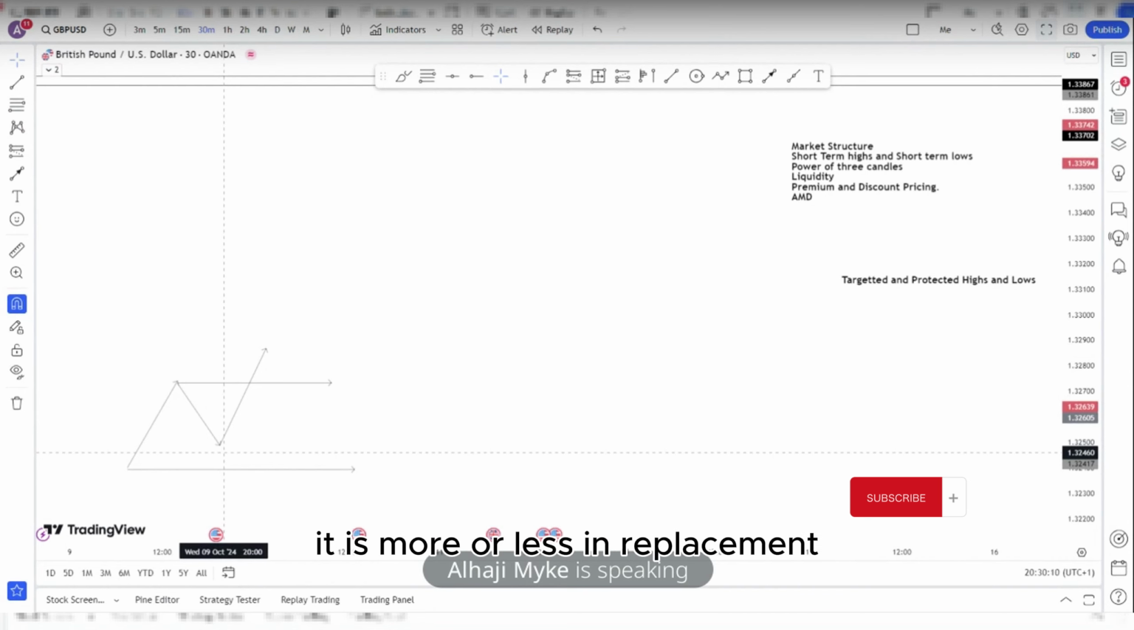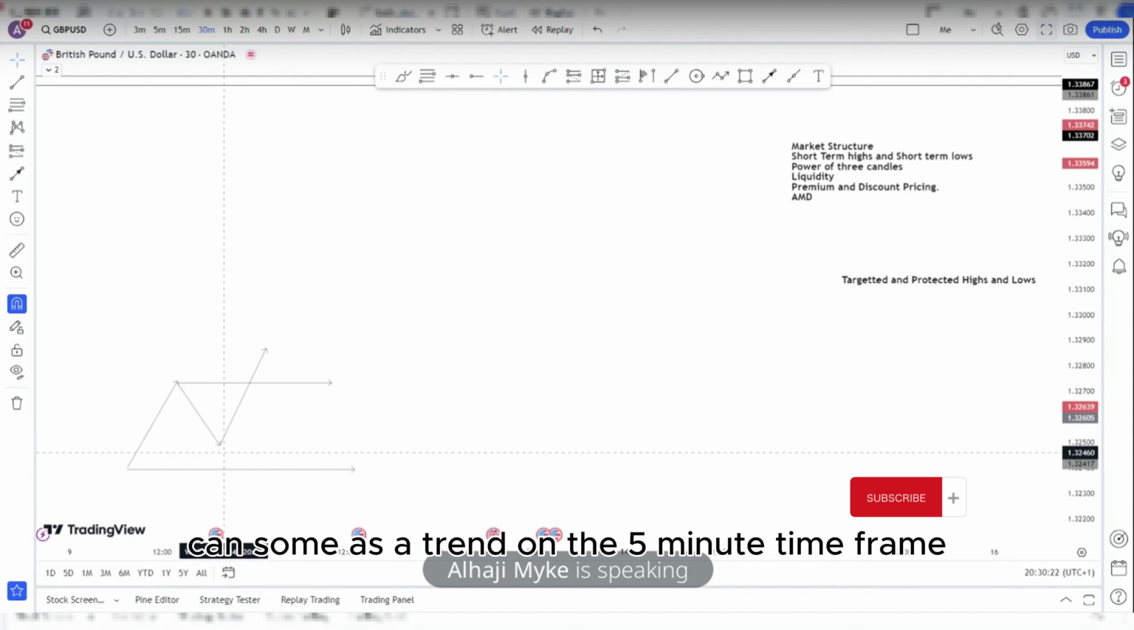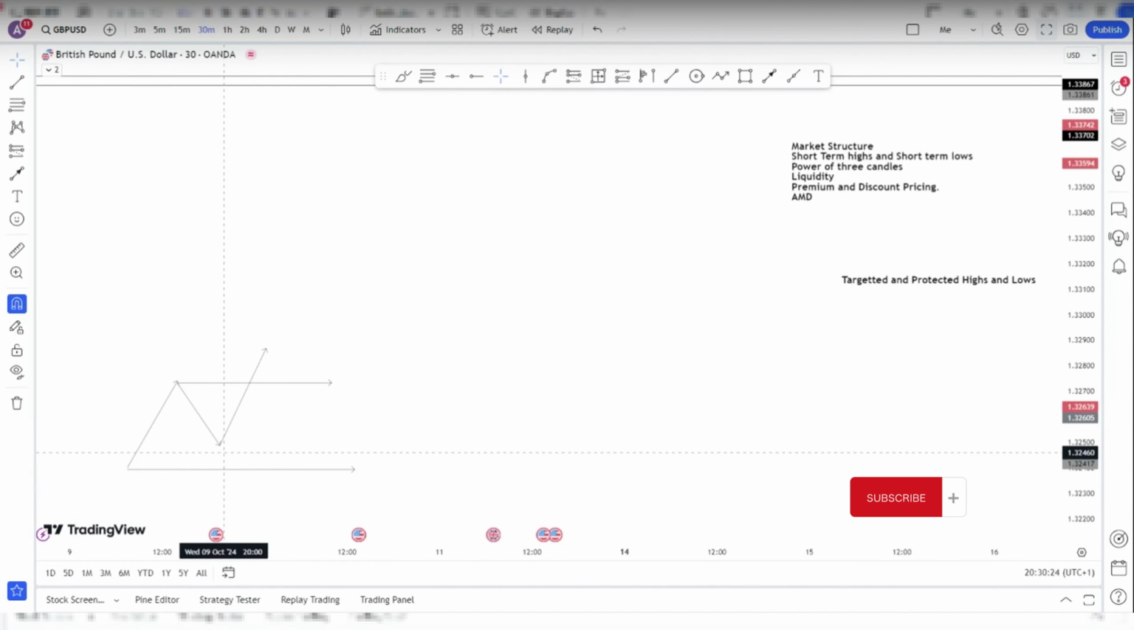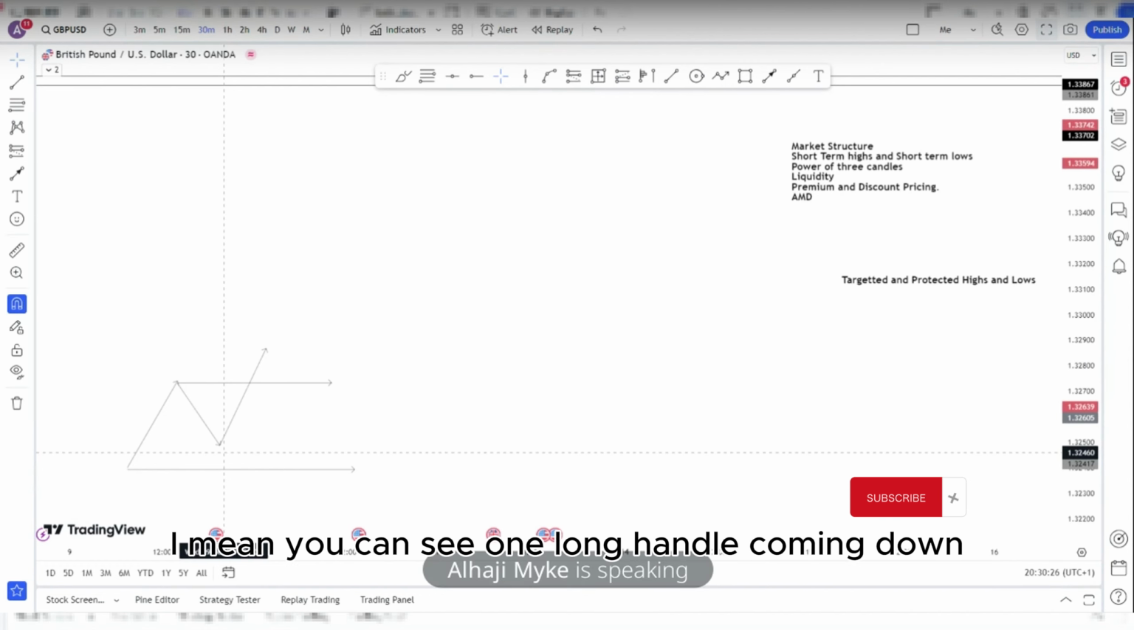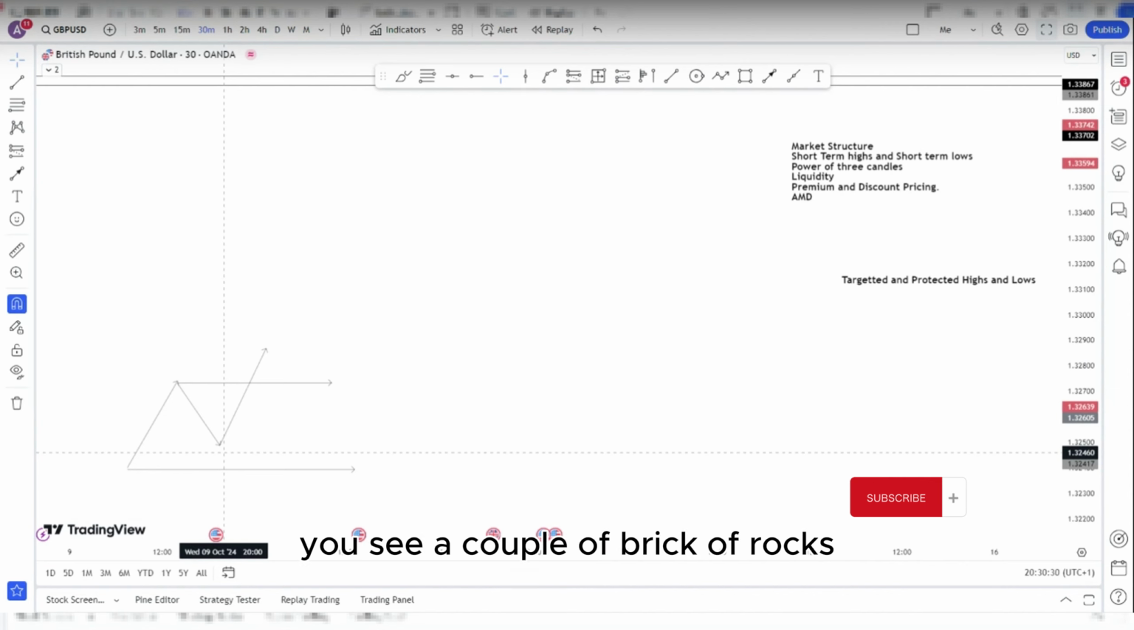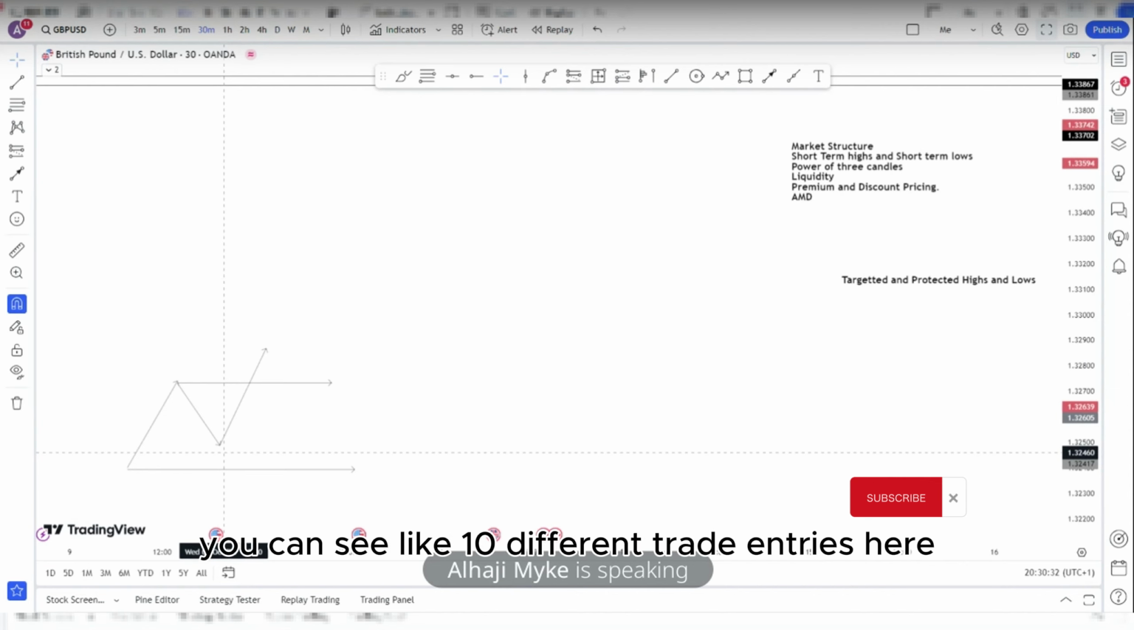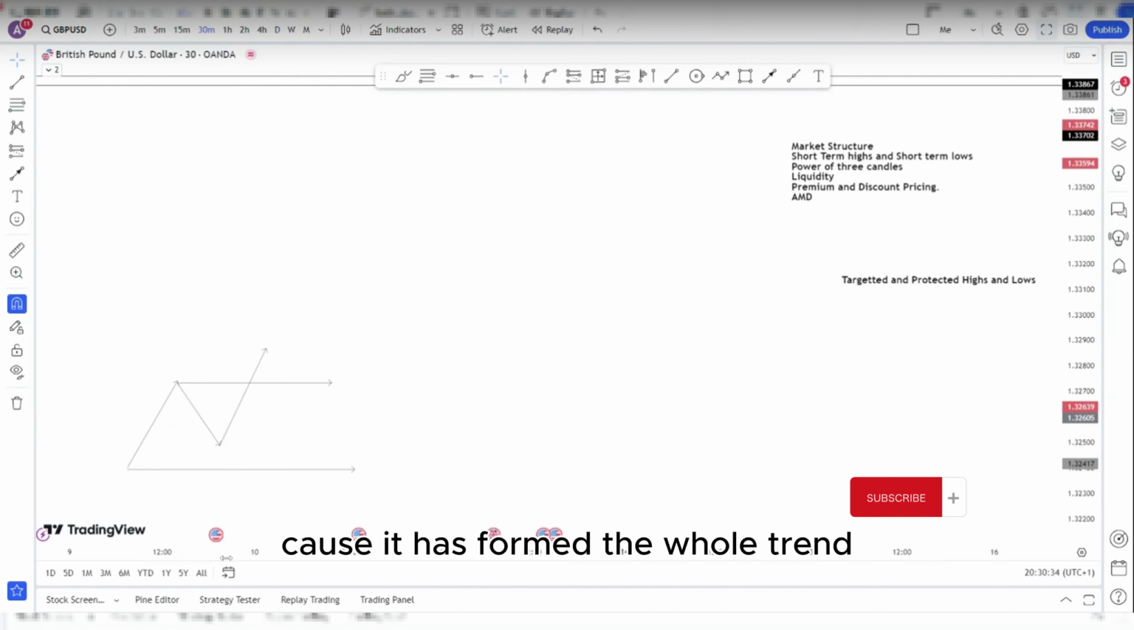It is more or less a retracement, but it's also a trend, because a movement on the 4 hours time frame can be a trend on the 5 minutes time frame. I don't know if that makes any sense. One candle on the 4 hours time frame can serve as a trend on the 5 minutes time frame. Does that make any sense? I mean, you can see one long candle coming down, and when you go to the 5 minutes time frame, you see a couple of breaks of structure. You can see like 10 different trade entries there, because it has formed the whole trend.